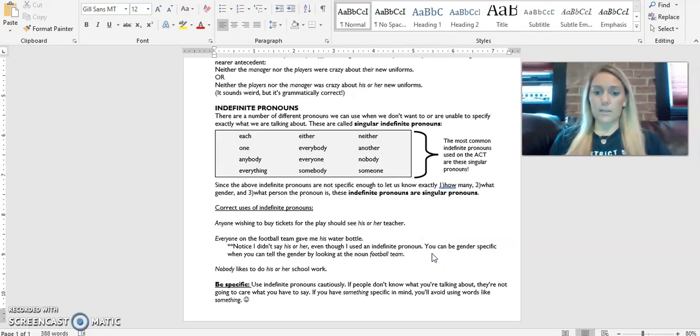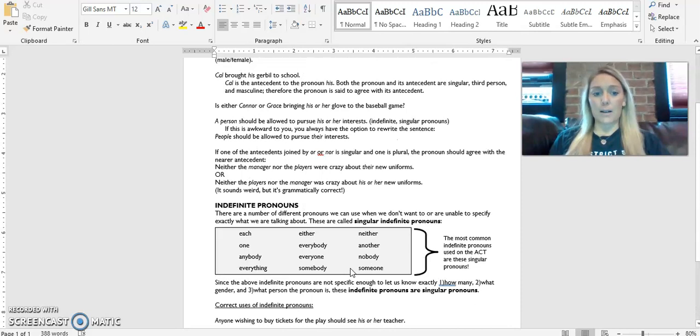Same thing with now our wrestling team. We're going to have girls on our wrestling team. So if this sentence said everyone on the wrestling team, I would have to say his or her water bottle, right? Nobody likes to do his or her schoolwork. Again, that sounds crazy because nobody sounds like you're talking about so many people, right? But it's still a singular indefinite pronoun, so you need singular pronouns to follow, okay?